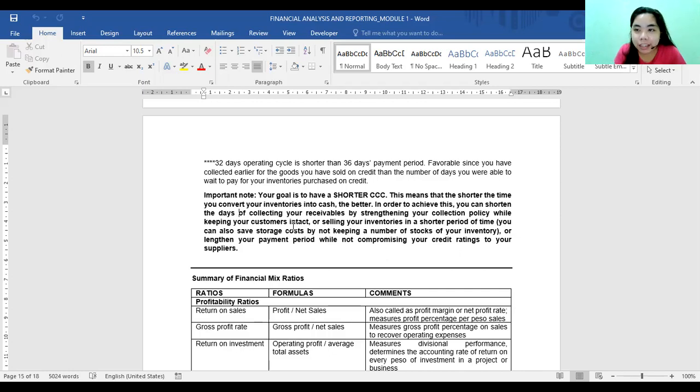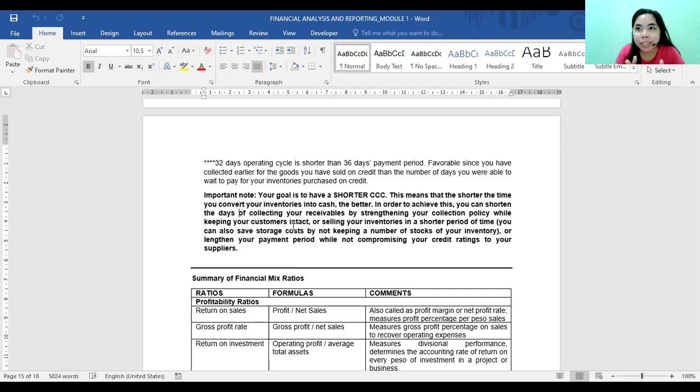So you should not prolong it. If you prolong it, it means you are just letting them owe you, so you're not good at collecting. It's better that you have collected the payment. And in order to have a shorter cash conversion cycle, you can shorten the days of collecting your receivables by setting a strict collection policy. So you should not keep letting the customer put off paying. If the customer is a good payer, you don't need to be strict. But if you have customers who are hard to collect from, you have to set some policies with them. Okay? So that you won't lose out in collecting.